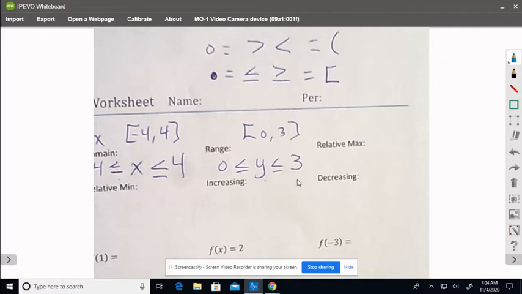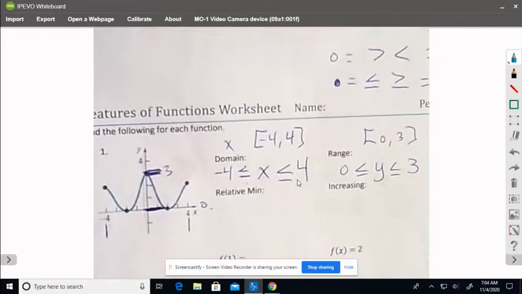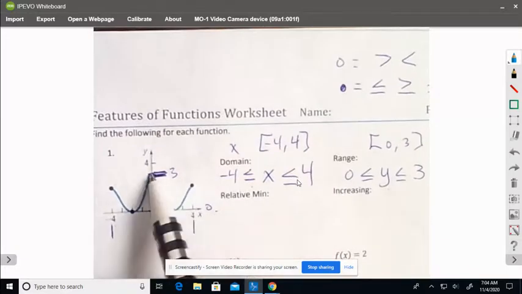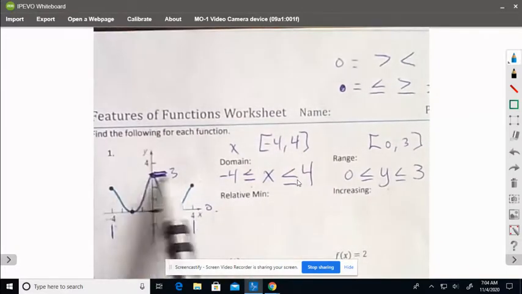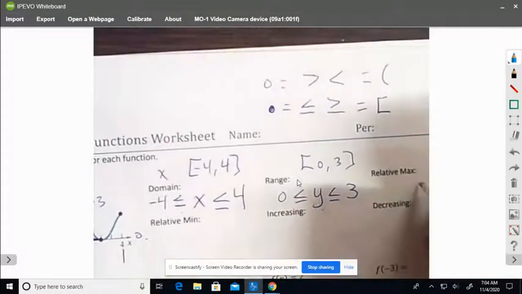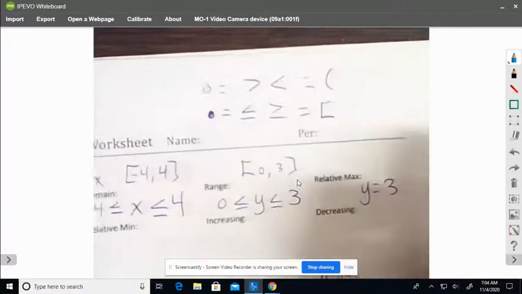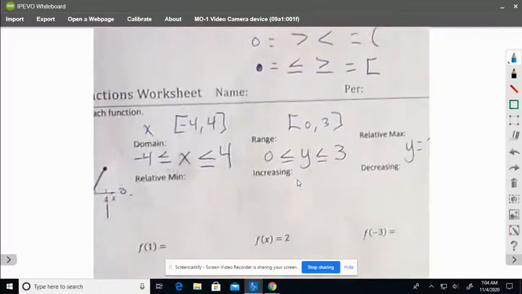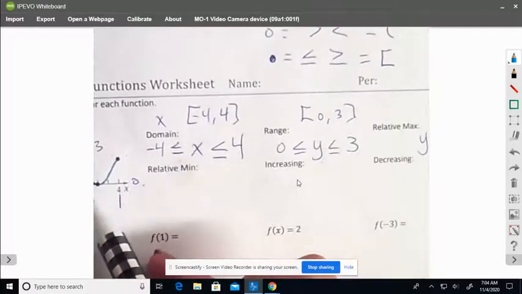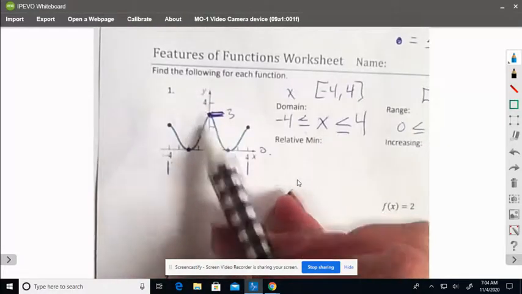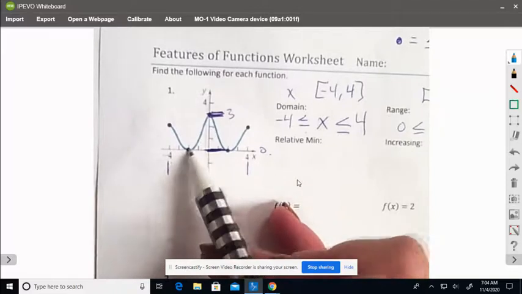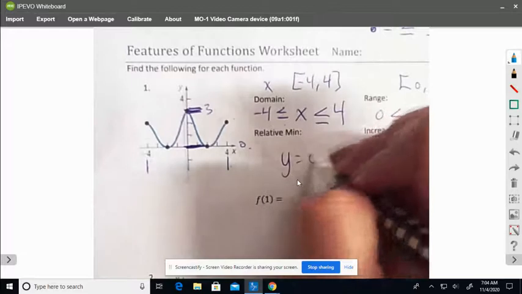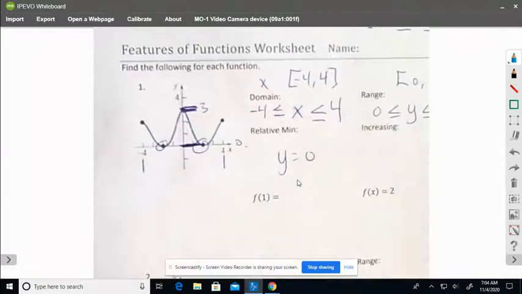My relative max is just what's the highest y value in this graph. If I look at my y values, the largest one that goes farthest up in the positive range is 3. So my relative max would be when y equals 3. My relative minimum, when is the point the lowest? When's our y value the lowest? It actually looks like we have 2 low points, but they are both at y equals 0. These are my 2 lowest values.